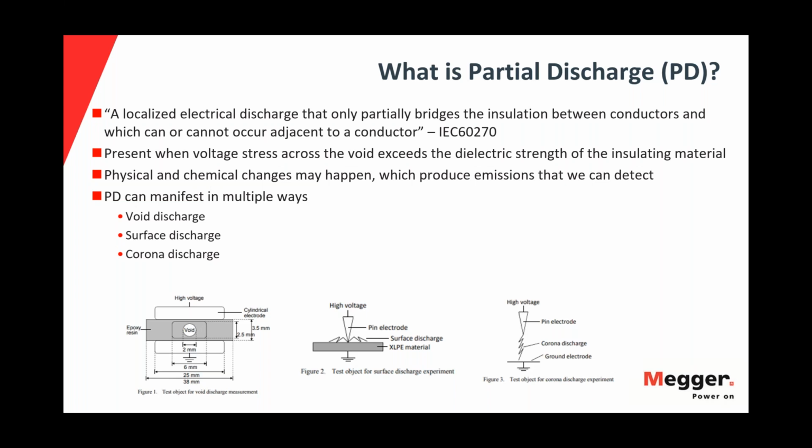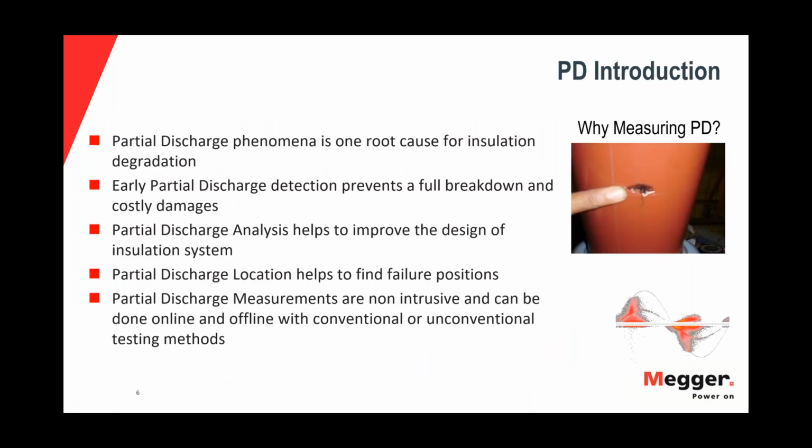Now the question that comes to the picture is how to detect that localized discharge and how that happens. We'll discuss that in the next few slides. So basically, partial discharge phenomena are one of the root causes of insulation degradation. Every big problem starts as a small issue, so early partial discharge detection prevents a full breakdown and costly damages.